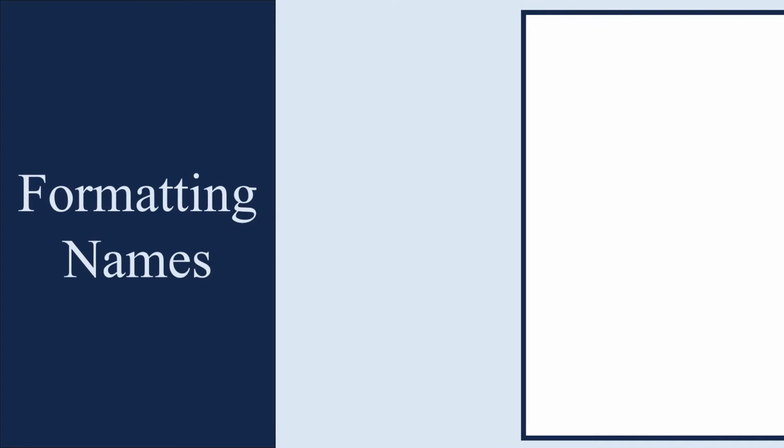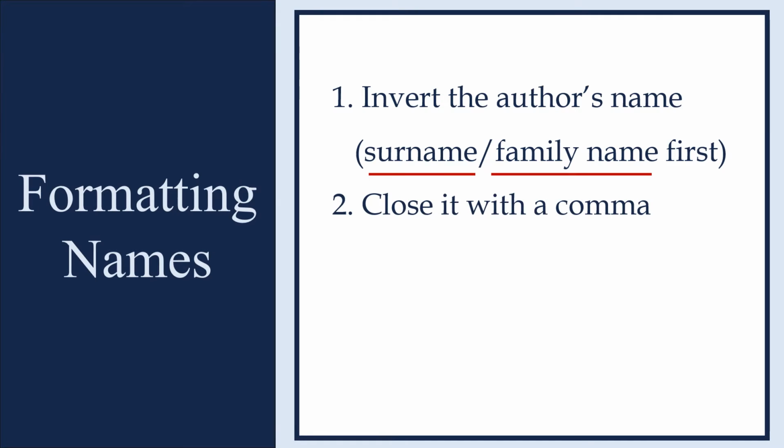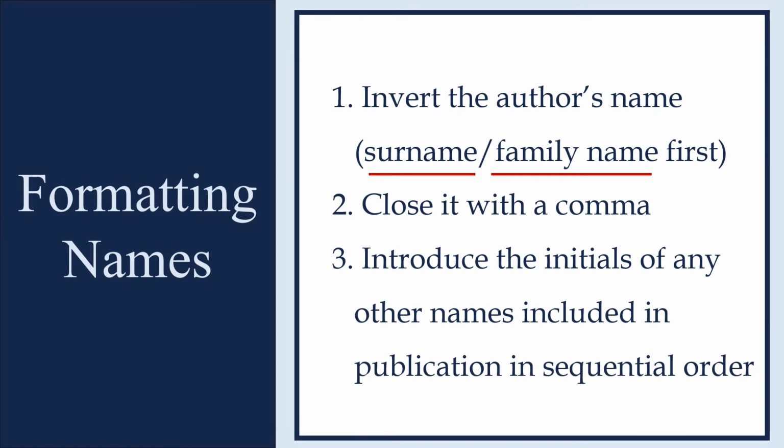Formatting names. The first thing we're going to do is invert the author's names. This means that the surname or family name is going to come first. We're going to close out the surname with a comma, and then we'll introduce the initials of any other names or initials that were included in publication, and those will be put in sequential order. Now, this sounds simple, but let's take a look at a few examples so that we can understand how to put this in practice and identify some of the potential nuances that may confuse these rules.